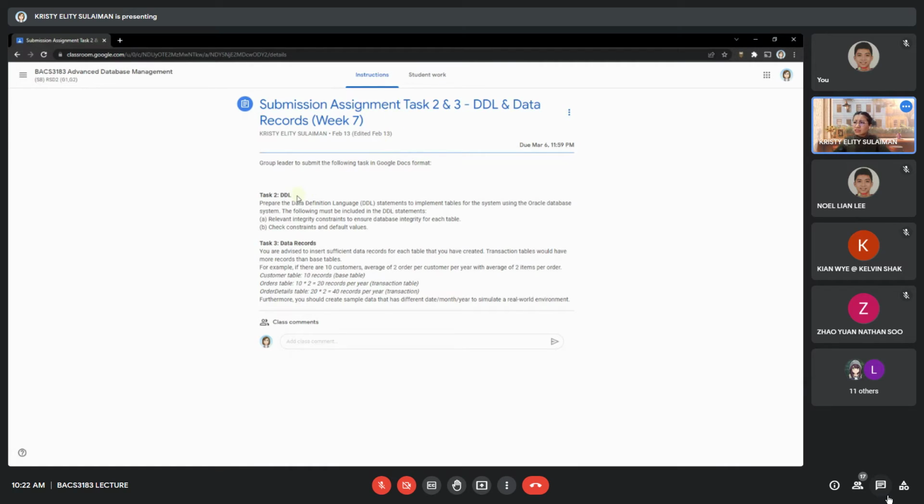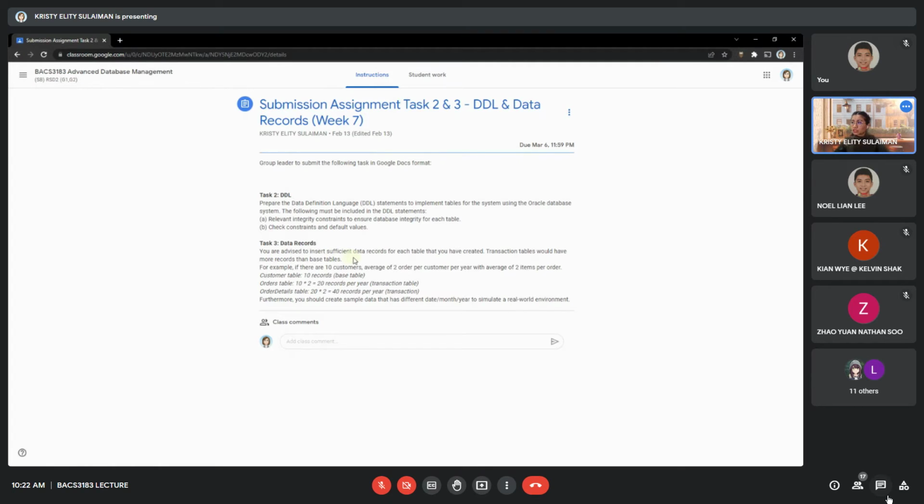So task 2 is the DDL, the data definition language, statements to implement tables using the Oracle database system. You need to include integrity constraints, and also check constraints and default values. We have done this in our previous practical. And then data records. You need to insert sufficient data records for each table that you have created.